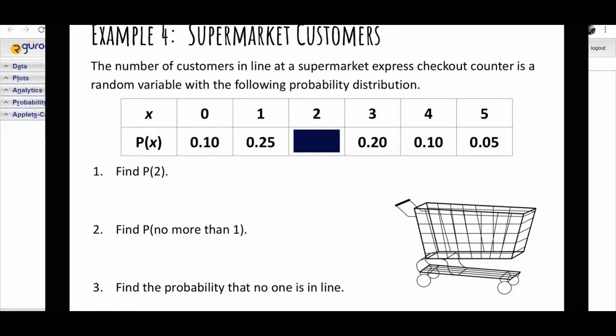All right, so let's use probability distribution to answer some questions. The number of customers in a line at a supermarket express checkout counter is a random variable with the following probabilities. So here are the possibilities: no one at the checkout counter, 1 person in line, 2, 3, 4, or 5 in line. We give you the probability of each except for the probability of 2. So the first one says find the probability of 2.